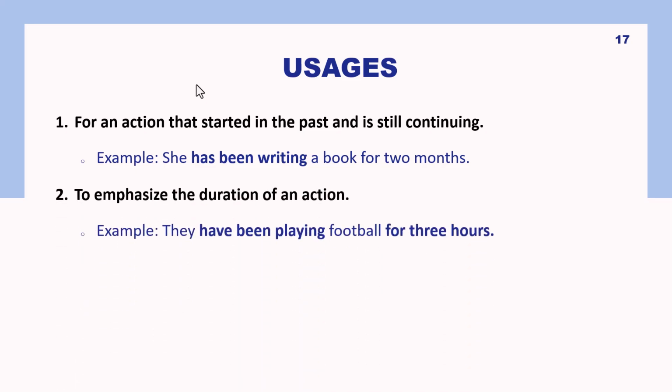The next usage: we use this tense to emphasize the duration of an action, to pinpoint for how long an action has continued since the past up to now. For example, they've been playing football for 3 hours. See, in here, the phrase for 3 hours emphasizes the duration of an action. They have been playing football for 3 hours. It means that playing football continued for 3 hours. The focus is on the duration of an action.